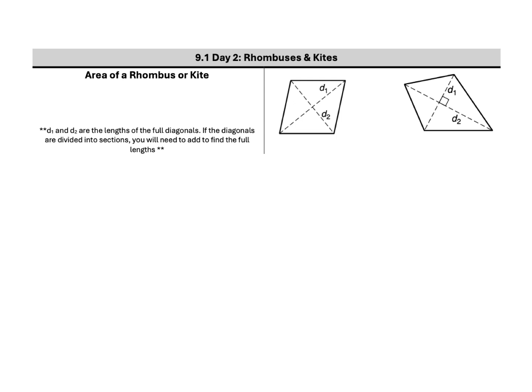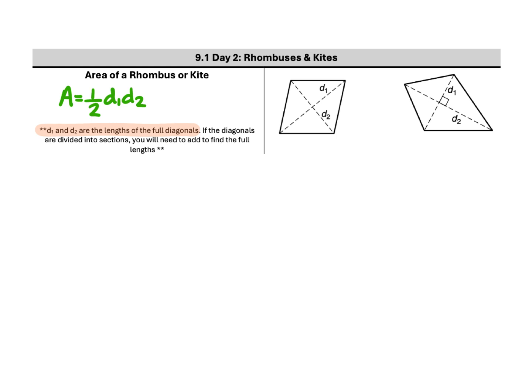So you calculate the area of a rhombus or kite using the formula area equals 1/2 d1 times d2, where d1 and d2 are the lengths of the full diagonals. So if the diagonals are divided into sections, you'll need to add the sections to find the lengths of the full diagonals. And we'll look at an example like that in just a moment.